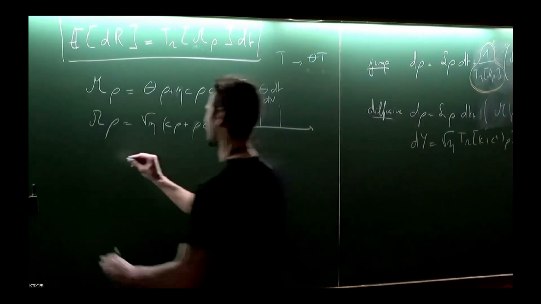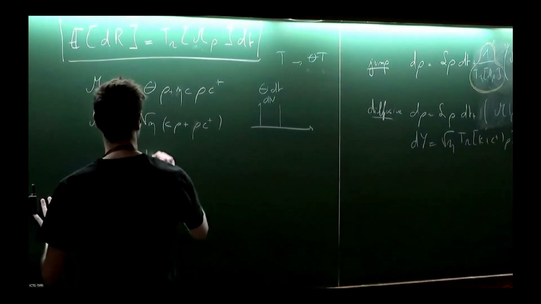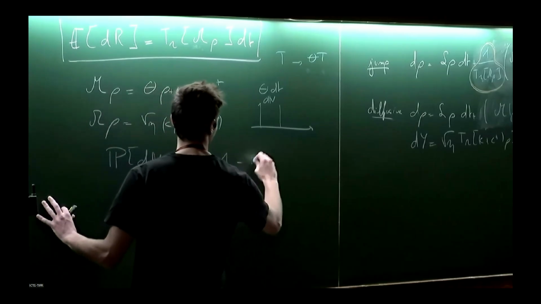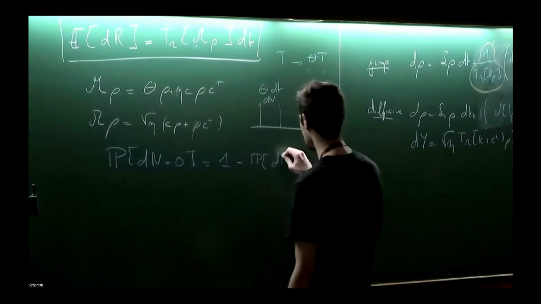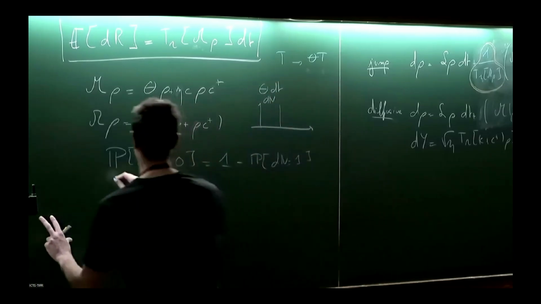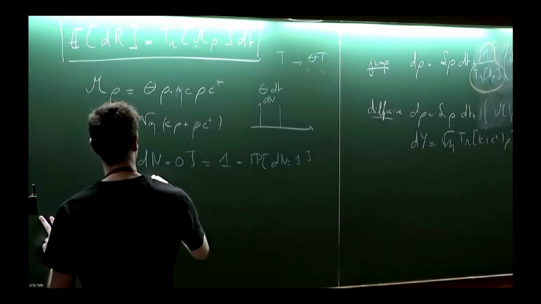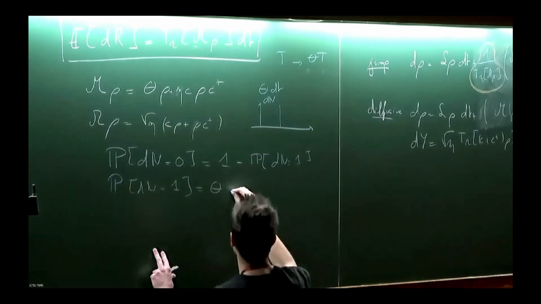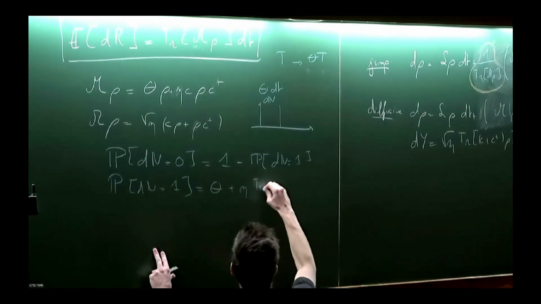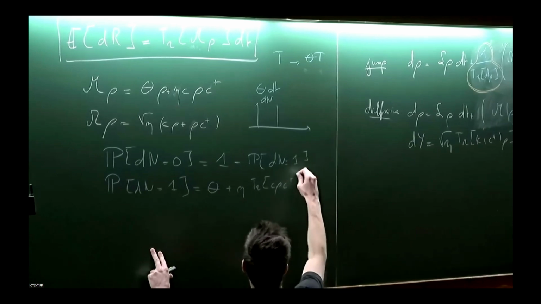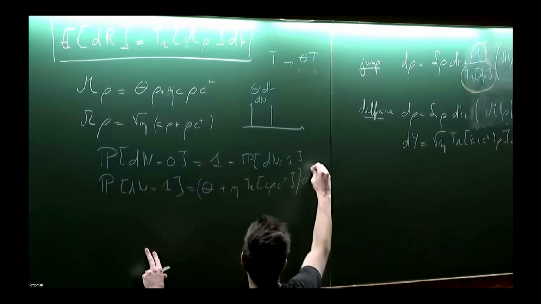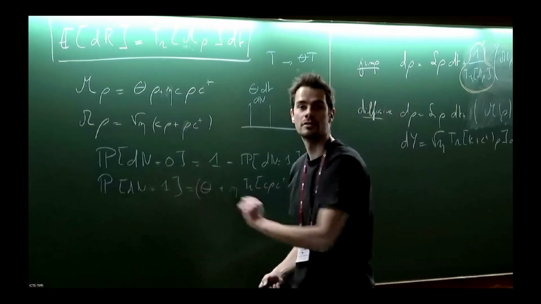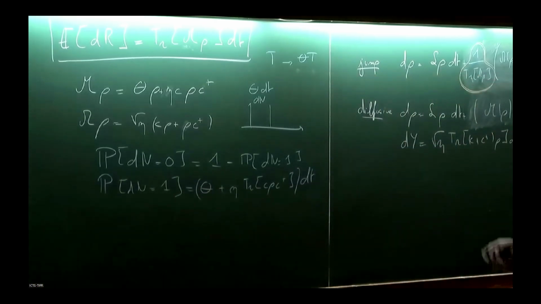Okay. So I didn't write the full equation, you're right. So probability that dn equals 0 is 1 minus probability that it equals 1. And then the probability that dn equals 1 is going to be this theta plus eta trace c rho c dag dt. And indeed, you see that this Dhar constraint is going to make false counts in the dn. Is what you meant?